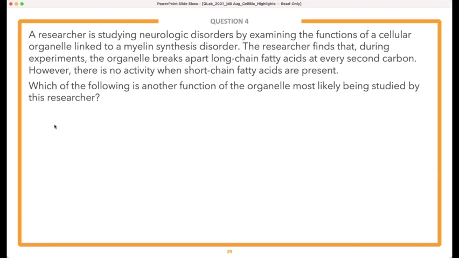Let's read the vignette. A researcher is studying neurologic disorders by examining the functions of a cellular organelle linked to a myelin synthesis disorder. The researcher finds that during experiments, the organelle breaks apart long-chain fatty acids at every second carbon. However, there is no activity when short-chain fatty acids are present. So the question: which of the following is another function of the organelle most likely being studied by this researcher?